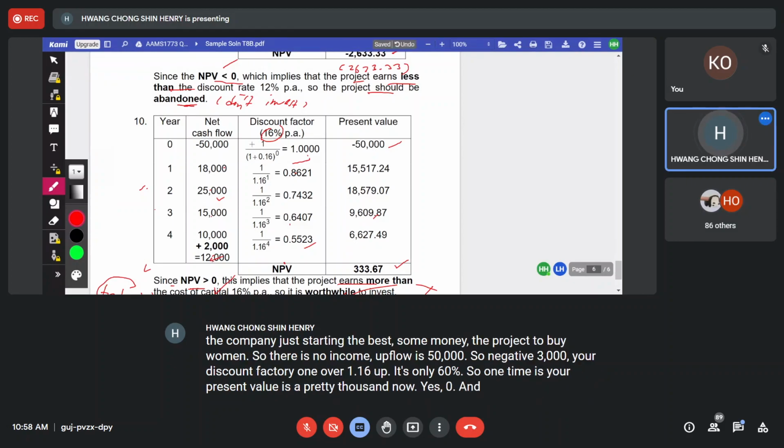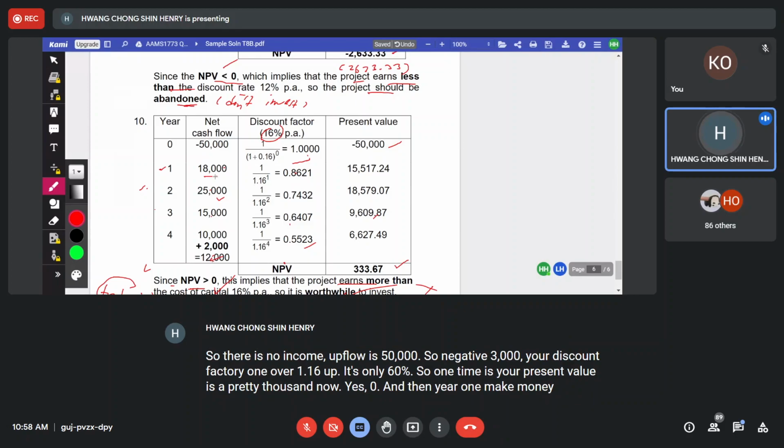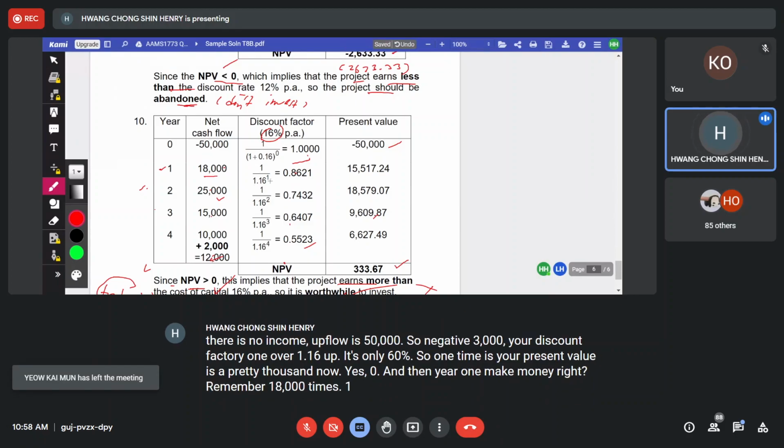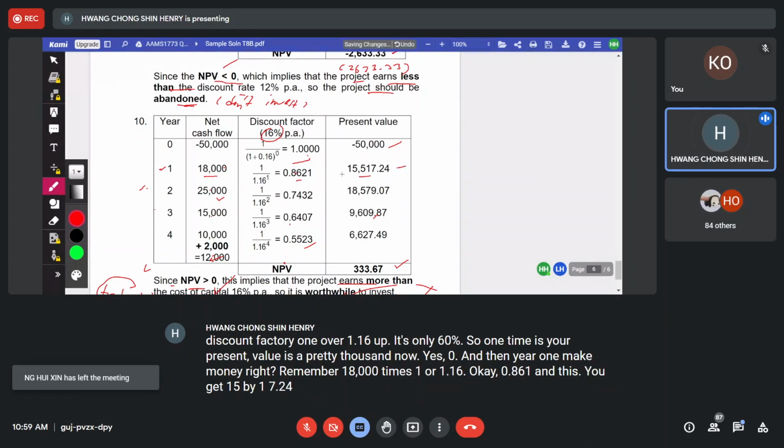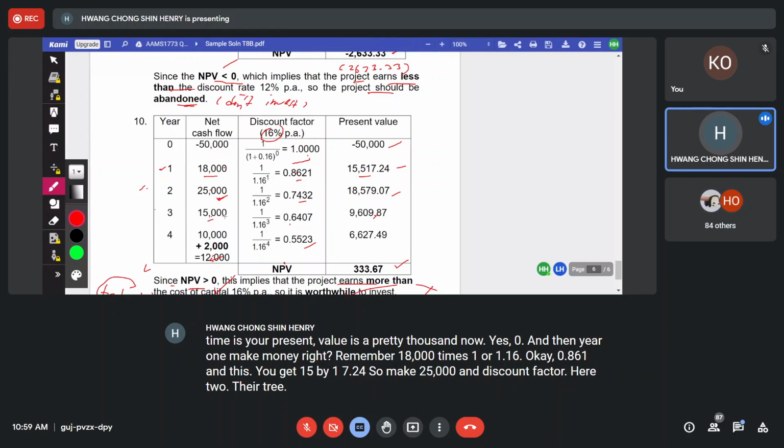And then year 1, make money, right? Remember, 18,000 times 1 over 1.16. Okay, 0.8621 times this, you get 15,517.24. Year 2 also make 25,000 times your discount factor. Year 3, you make 15,000 times this. Try out. You get this PV. Year 4, this is what I mean.